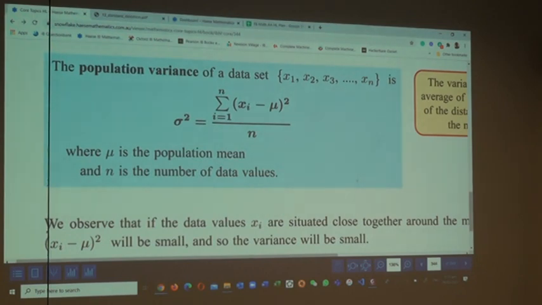Now, the easiest way to find the variance and standard deviation is to create a table. Your table will consist of the following columns.